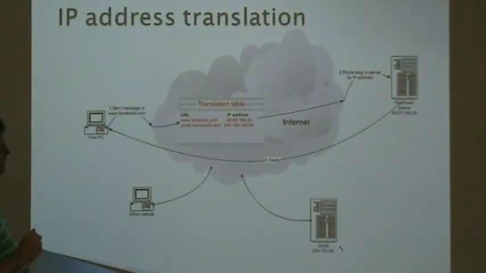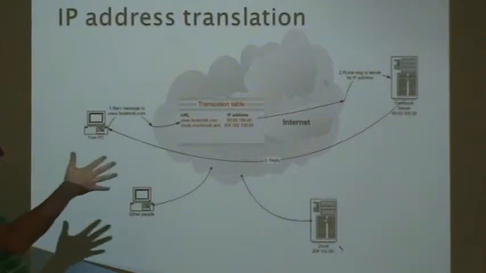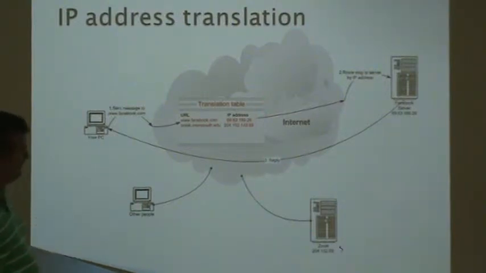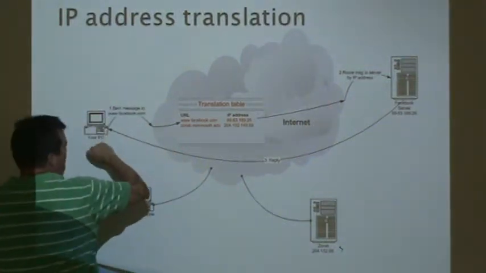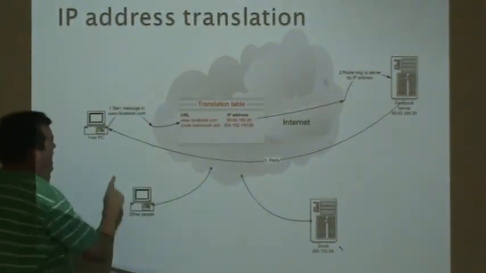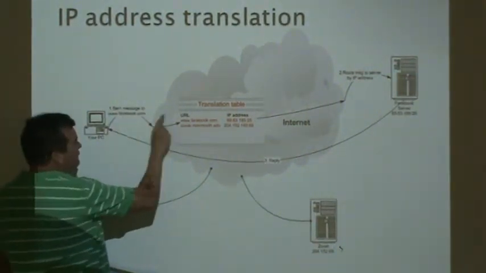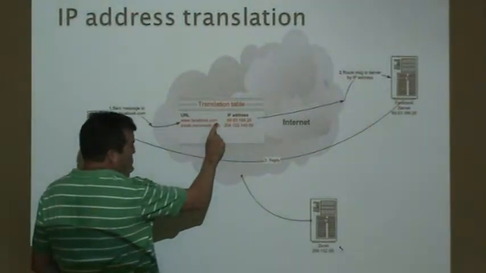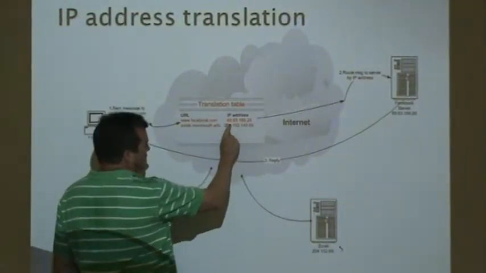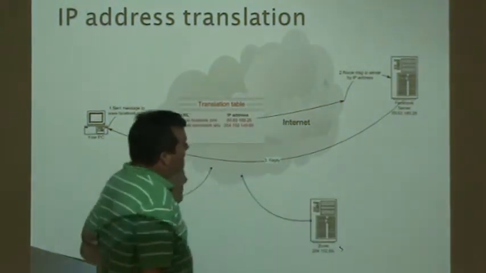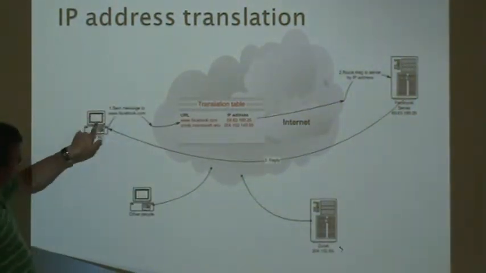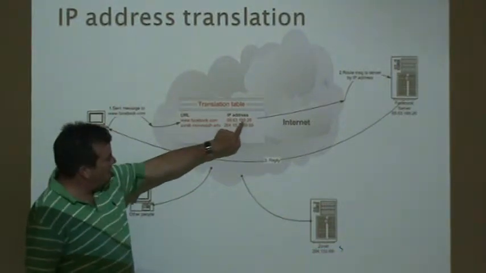If you do this a couple months from now, Facebook could have a different set of numbers if they have more people. That might happen. So then you're sending a message into the internet saying, I would like to go to this server. This server gets translated into a number, and the message then gets sent to the machine carrying that number. Your machine also has a unique IP address.